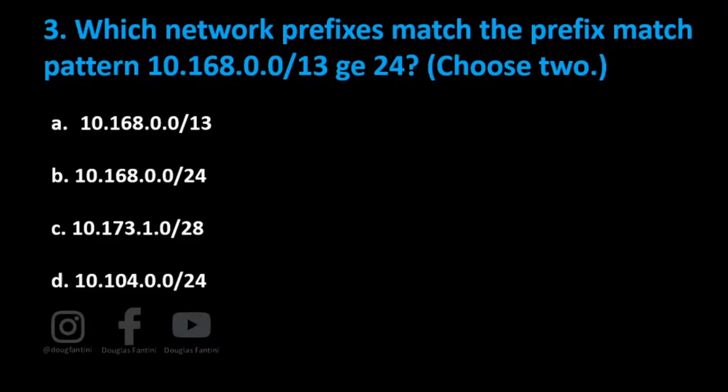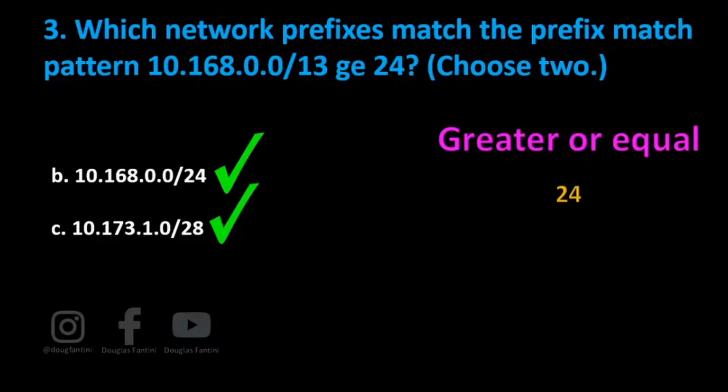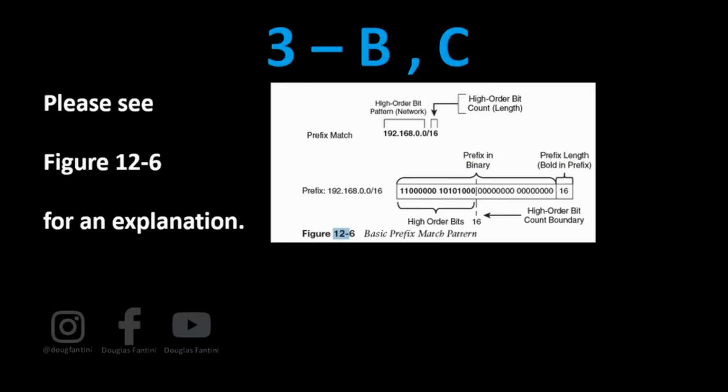Question number 3. Which network prefixes match the prefix match pattern 10.168.0.0/13 greater or equal 24? This is important. Choose 2. Well, as you can see, these are the correct answers. Greater or equal 24, this is very important to take note of when you are going to answer this question. So greater and equal are these prefixes. And for you to better understand this question, if you have your cert guide, take a look at this figure 12.6 so you can understand a little bit more about this, okay?